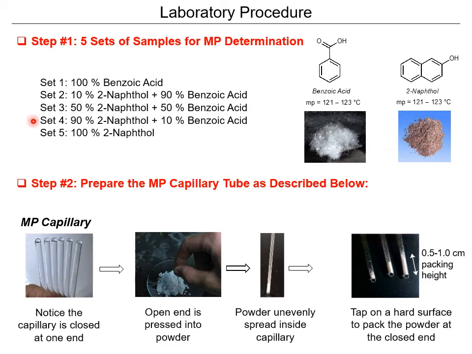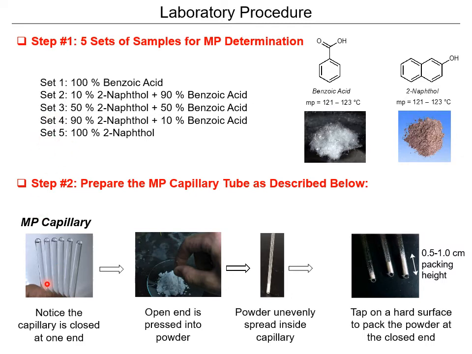So 5 samples are prepared. One of them is pure benzoic acid. Another one is approximately 10 to 90% naphthol to benzoic acid. And it goes on with different mixtures until you have the 5th one, which is pure naphthol.